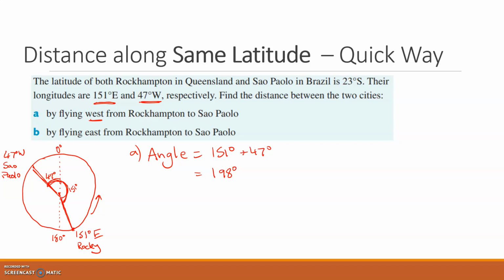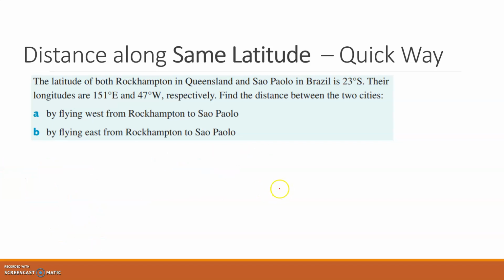If that's the angle, I can now use the formula to find the real distance. So the distance, I use my formula for when we're on the same latitude, and that's 111.2 cos theta, where theta is the latitude. I multiply that by the angular distance.